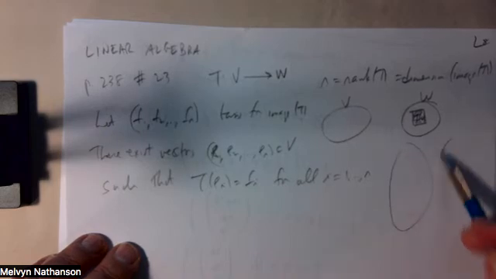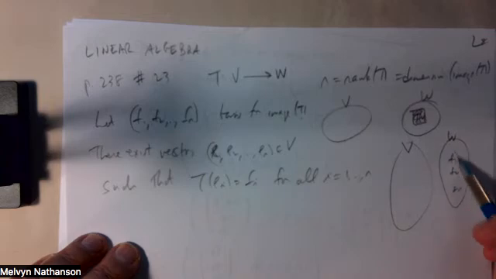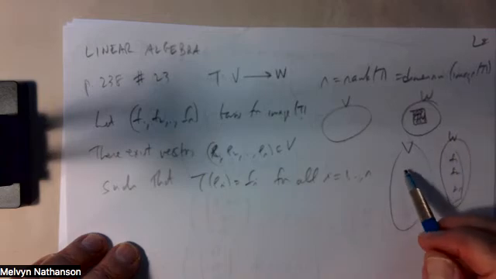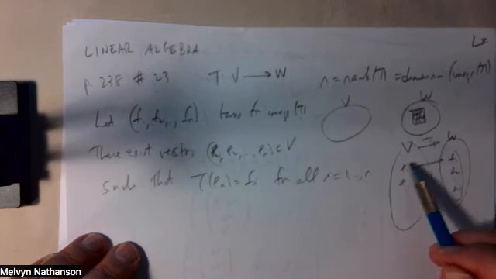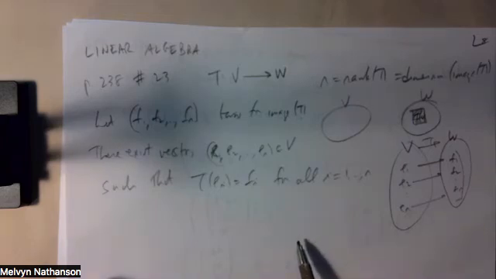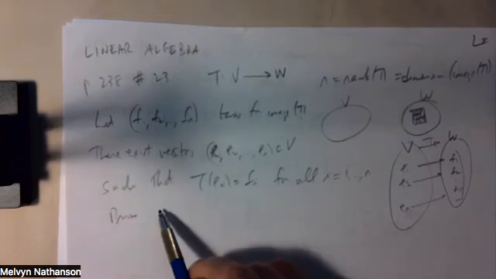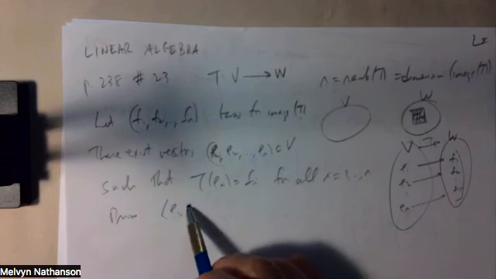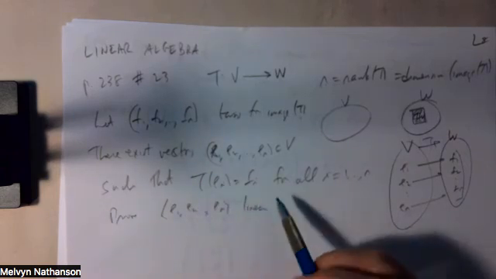So a better picture might be, here's V, here's W, and F1, F2 down to F sub R. That's the basis for the image. And you have vectors E1, T of E1 is F1, T of E2 is F2, and so forth. T of ER is FR. So we want to prove that the set of vectors E1, E2 up to E sub R is linearly independent.